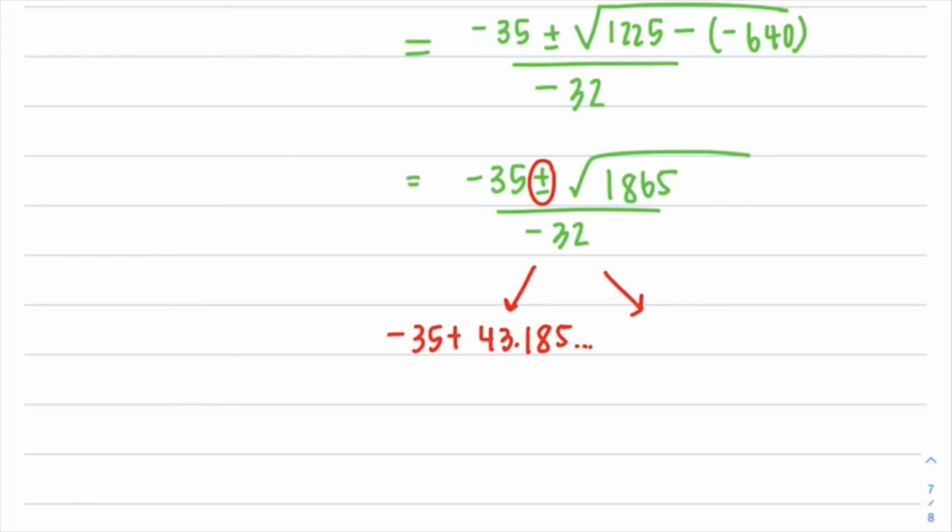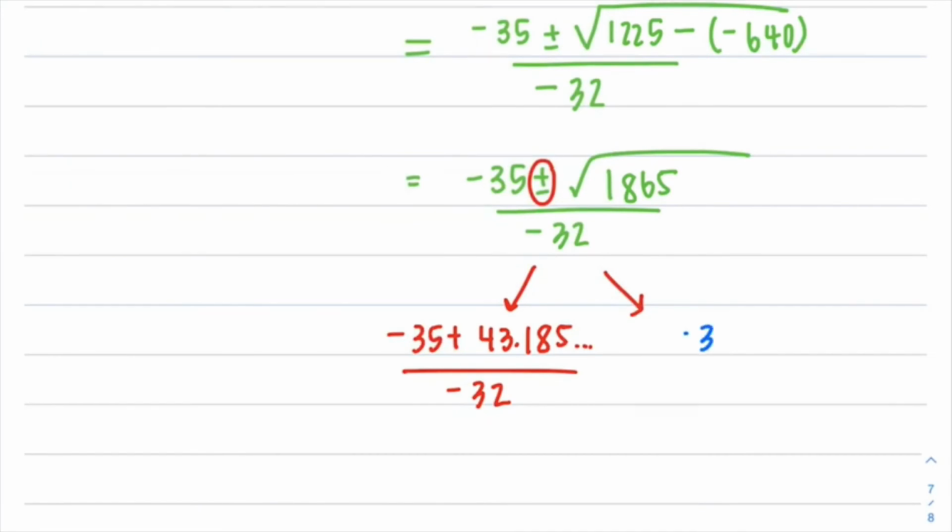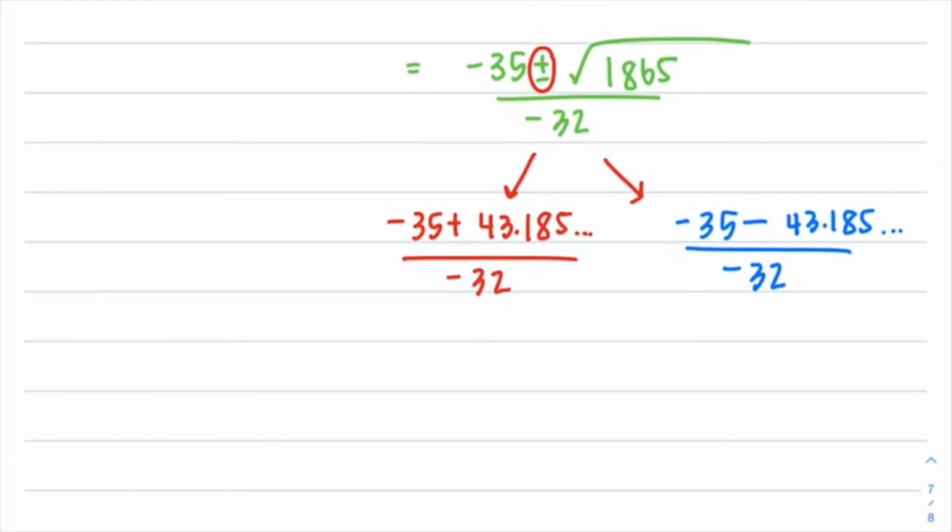But if you are going to round, you should round to the nearest hundredth. So just keep that in mind. And then this is all over negative 32. And then the other split again would be negative 35. This time you're going to use the minus though. And same thing, minus 43.185. And again, divide this by negative 32.